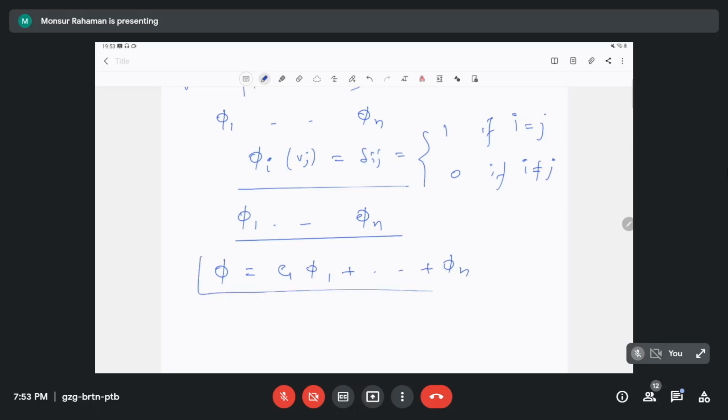So because this is the definition of a basis, phi 1 to phi n will form a basis of V star, and because this basis contains n vectors, that's why V star is also an n-dimensional vector space. Okay, so इसमें और क्या है?